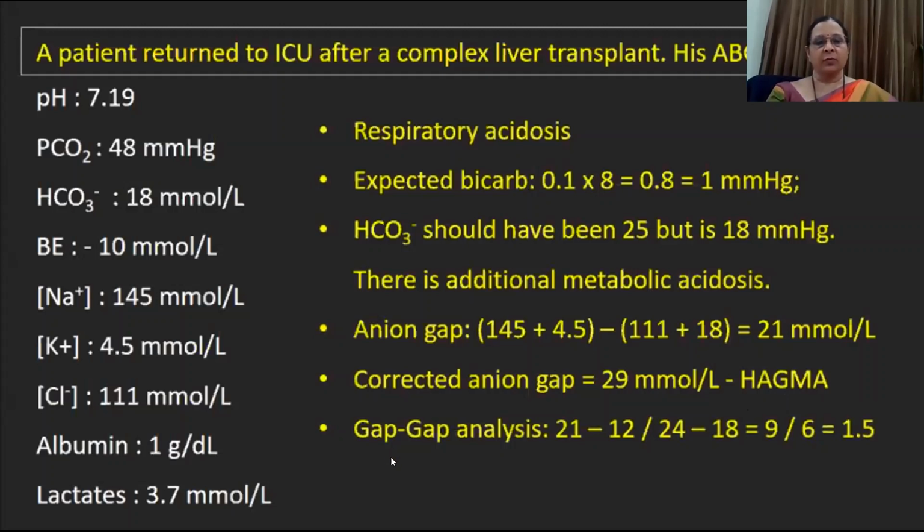Then we have to do what is called gap analysis to look for any mixed disorders. So anion gap is 21 millimoles per liter minus 12, divided by 24 minus 18, which is his bicarb. We get 9 by 6, which is 1.5. So what did we say? Gap analysis, if it is more than 1, the patient has high anion gap acidosis plus metabolic alkalosis. So here you can see a patient having a mixed disorder, where there's metabolic acidosis plus metabolic alkalosis. So this is the traditional way of looking at acid-base disorder.